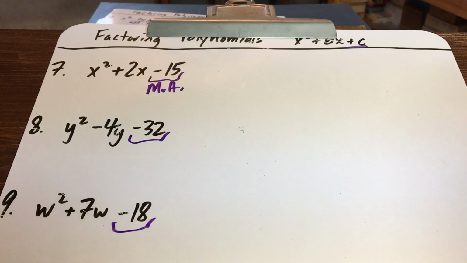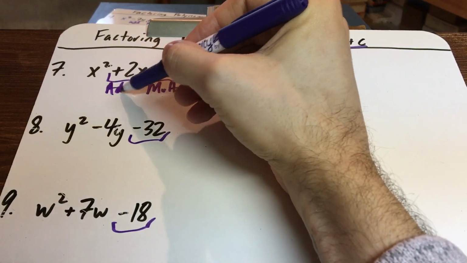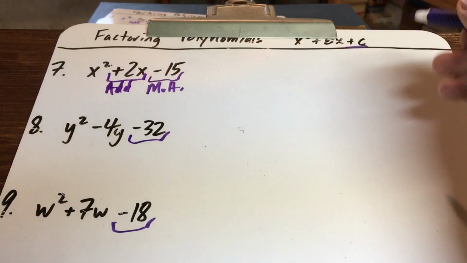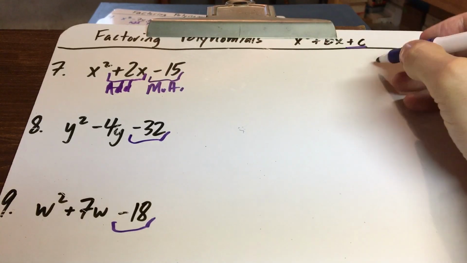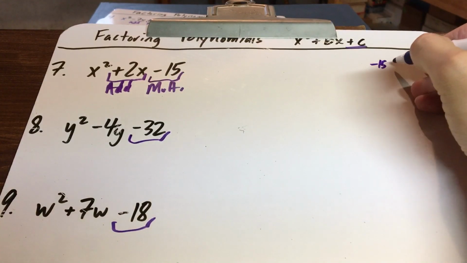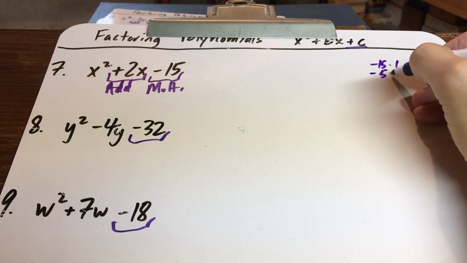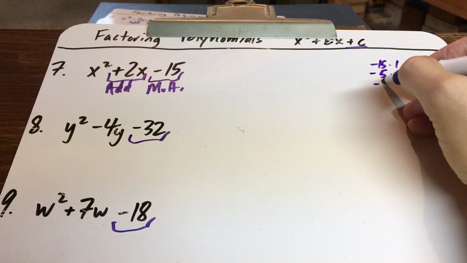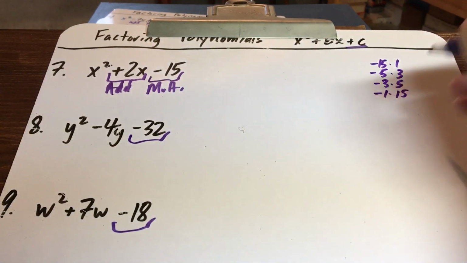Now, though, we're thinking about what numbers would multiply together to equal negative 15. And those same numbers would add up to equal positive 2, right? So if you need to make little notes for yourself, what are all the ways I can multiply two numbers and get negative 15? I could do negative 15 and 1. I could do negative 5 and 3. I could do, if I reverse, negative 3 and 5. I could do negative 1 and positive 15, right?